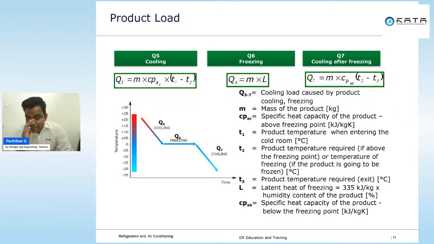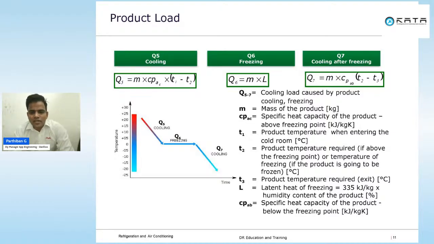So how to calculate the heat load? There are three formulas. You have to split the heat load into three: first, cooling before freezing, then freezing, then cooling after freezing. All three will have different formulas. So let us start with cooling before freezing. The formula is Q equal to m Cp delta T.